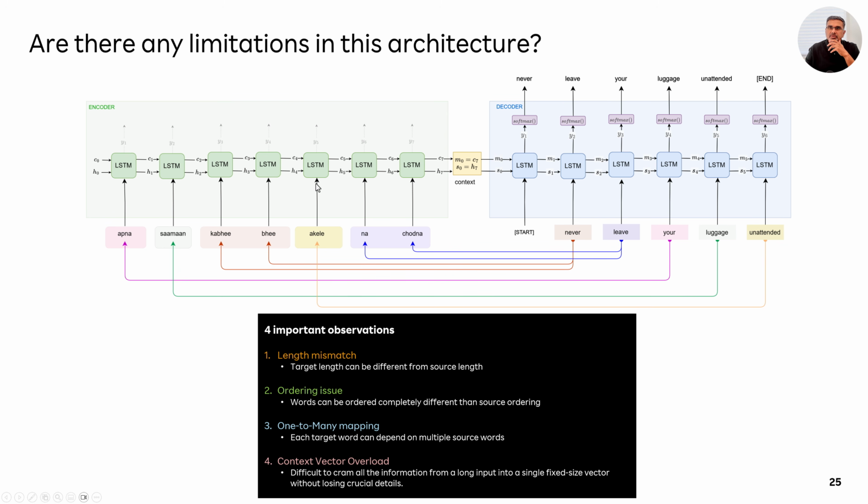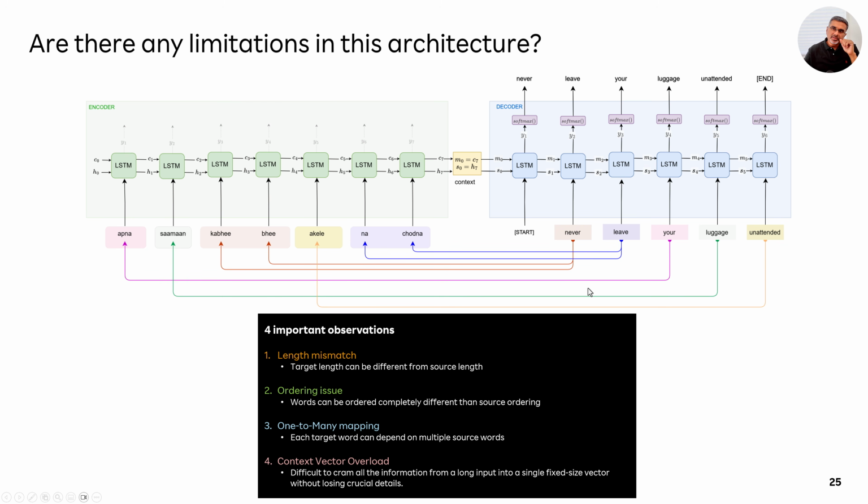So the key observation here is the following. First, of course, the lengths do not match, which is fine, that's what sequence to sequence models help us do. But the first interesting observation is that the ordering is different. The first word in the target language, English, is not the first word in the source language. It is basically the third word. So the orderings can be completely different between the source and target language.